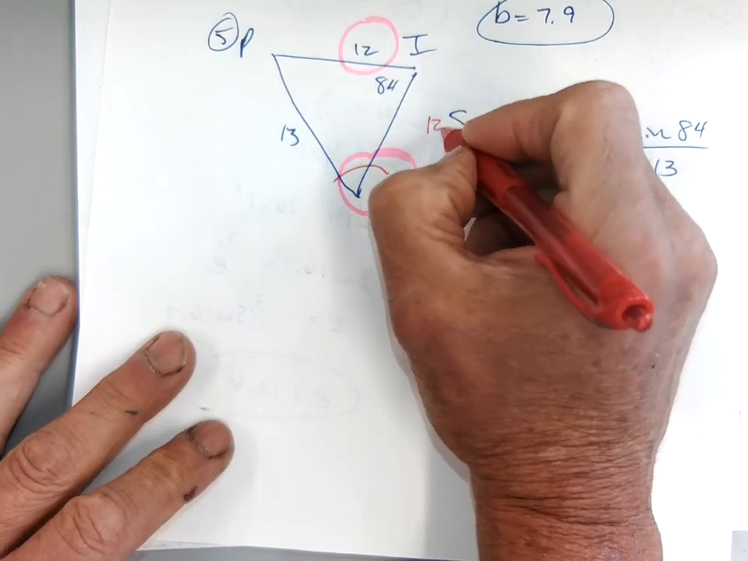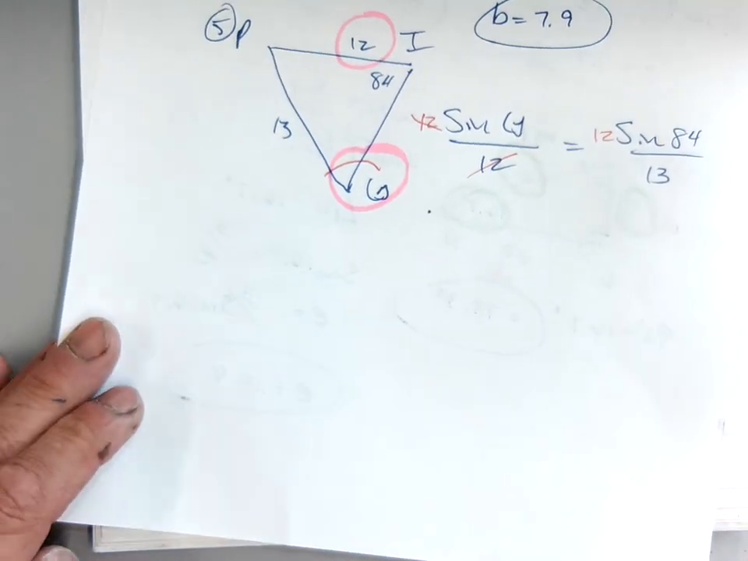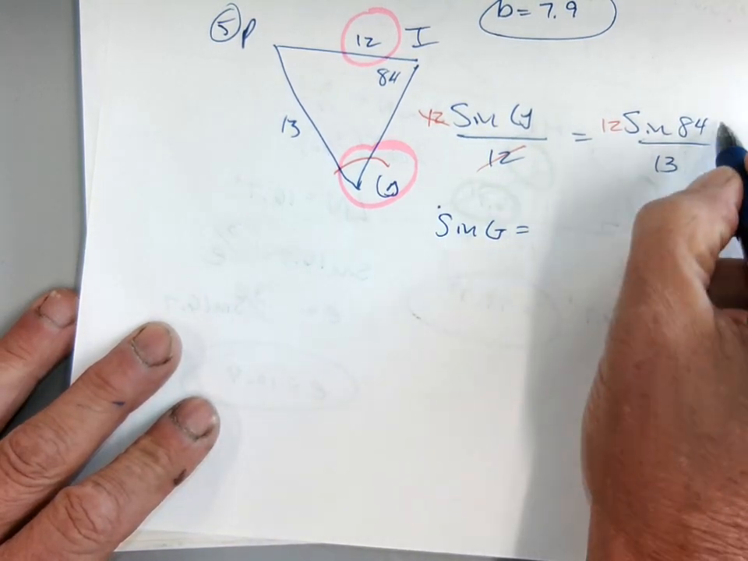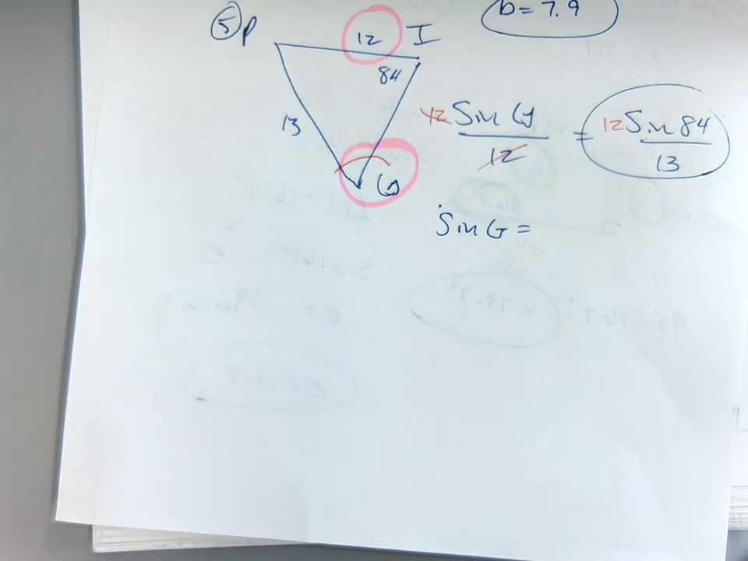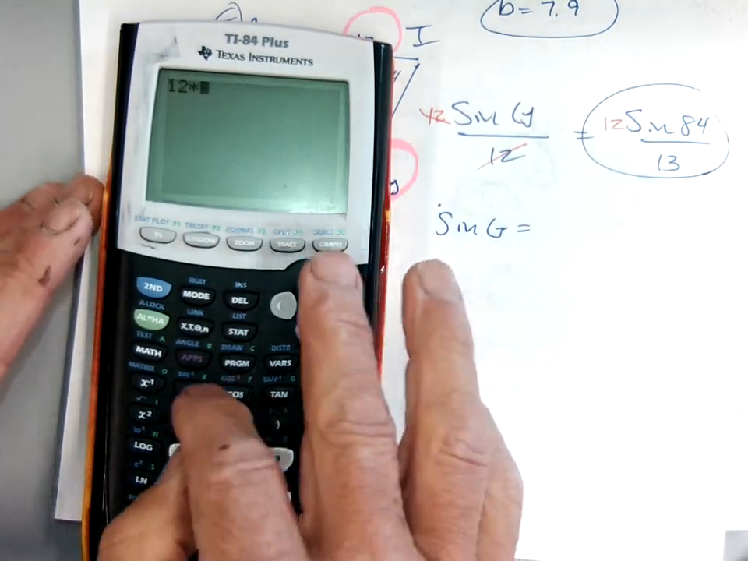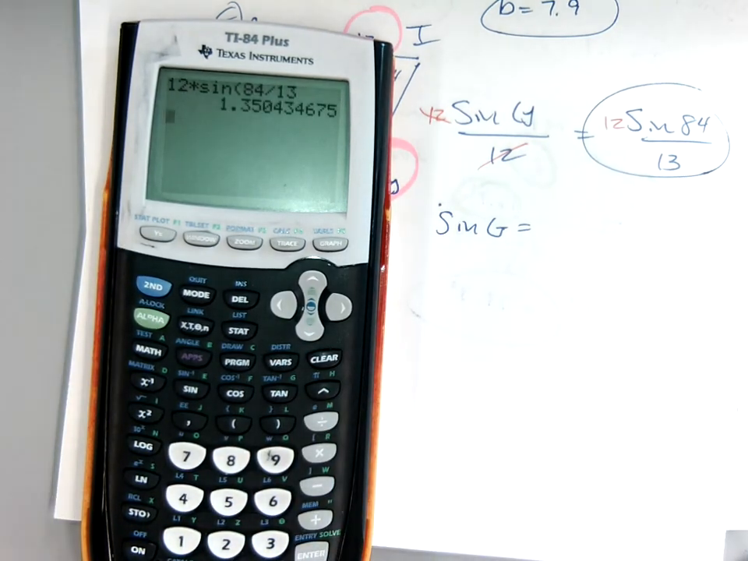Multiply by 12, multiply by 12. And so then I'll have sine of G is equal to, well, whatever this is. Let's see what that decimal is, okay? So, all right, 12 times sine 84 divided by 13, and I should get a decimal.